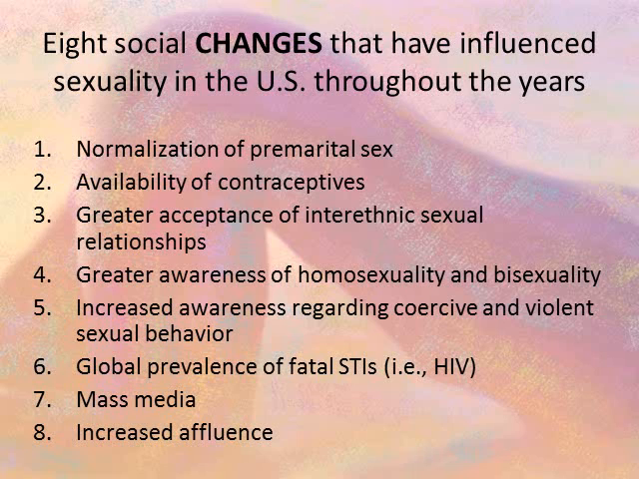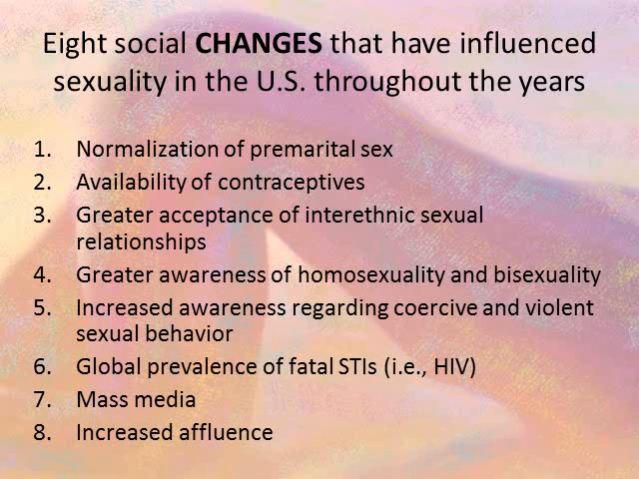The third social change is the greater acceptance of interethnic sexual relationships. It still is a little disconcerting for some families, depending on their beliefs, their values, or their culture. But generally, we do accept interethnic sexual relationships in this society. It's not as taboo as it once was, nor is it illegal as it once was. Finally, the fourth is the greater awareness of homosexuality and bisexuality. We have a lot of examples of this on our television, in movies, in books, etc. We're much more aware of sexual orientation and examples of homosexual or same-sex relationships and bisexuality.